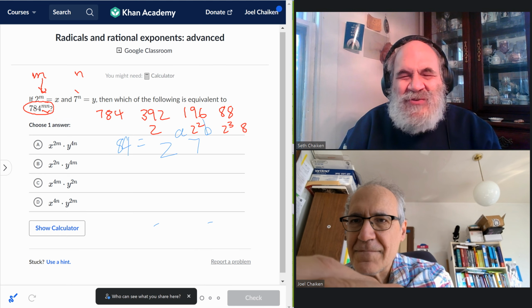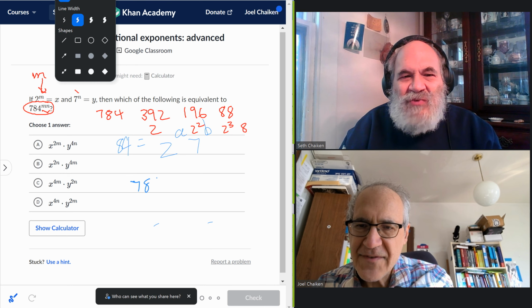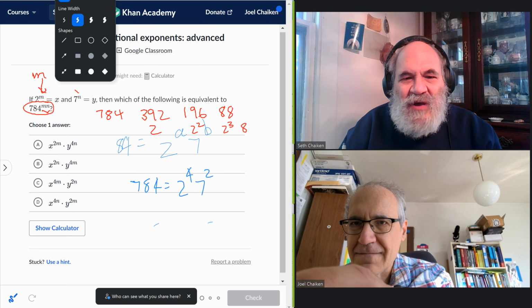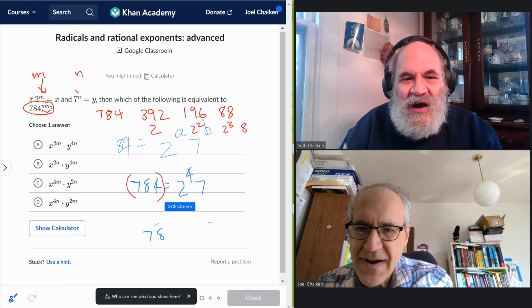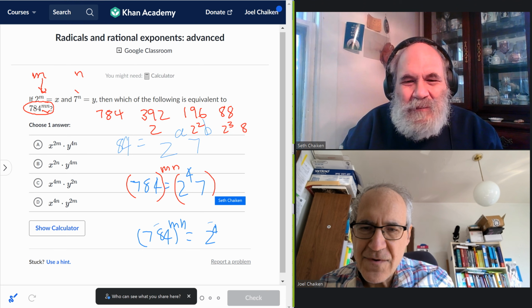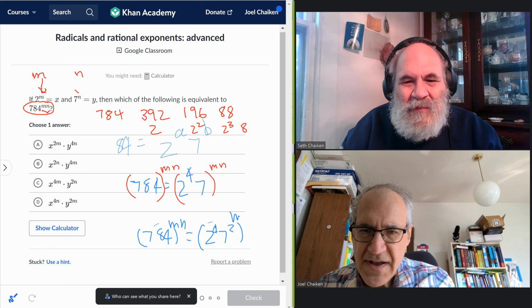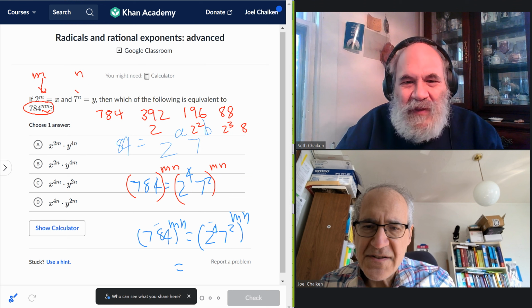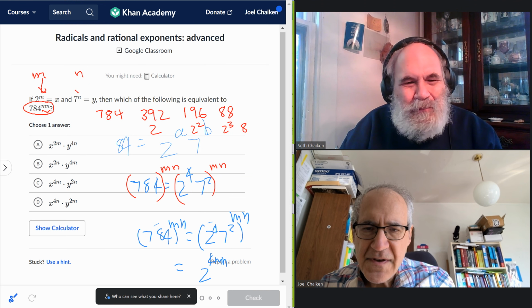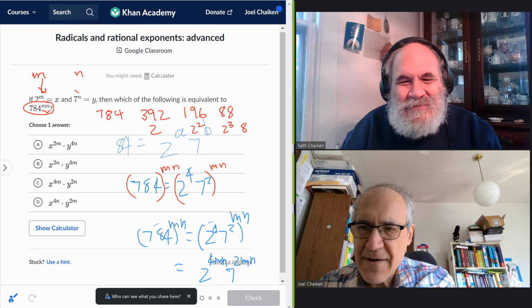The factorization of 784 is important. So write 784 factored is 2 to the 4th times 7 squared. Then raise both sides to the mnth. So that's 2 to the 4th to the mn, and 7 squared to the mn. Don't forget the square up there. So this is 2 to the 4mn times 7 to the 2mn. Now we have 784 to the mn.